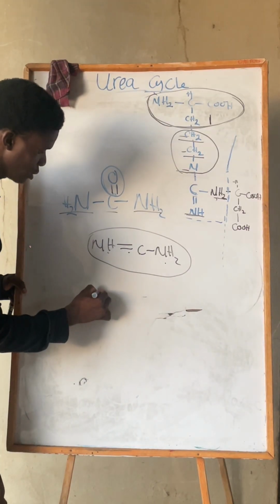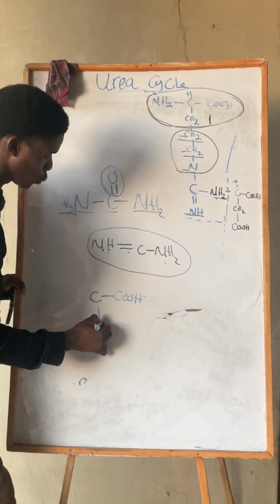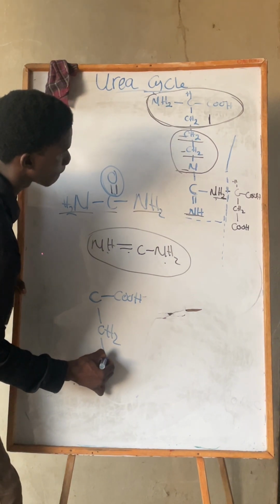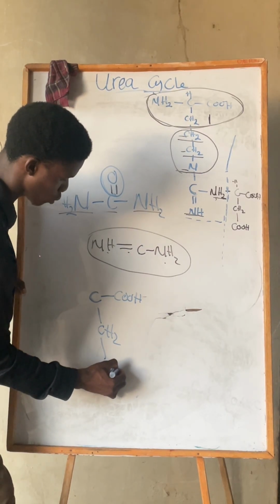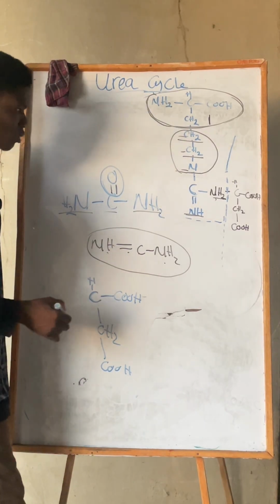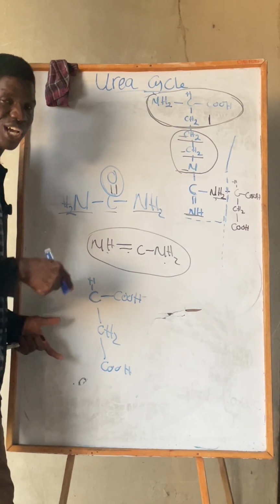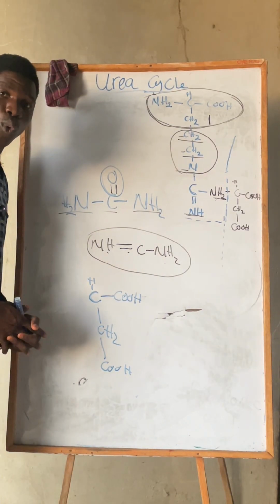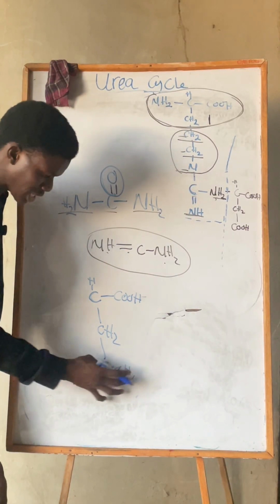We have carbon, COOH. Okay, we have CH2, we have COOH, we have hydrogen here. Now looking at this structure, you will notice that it looks like one of the things we explained from the beginning of this video, which is the structure of your succinate. We said your succinate will have 2 carboxylic groups.